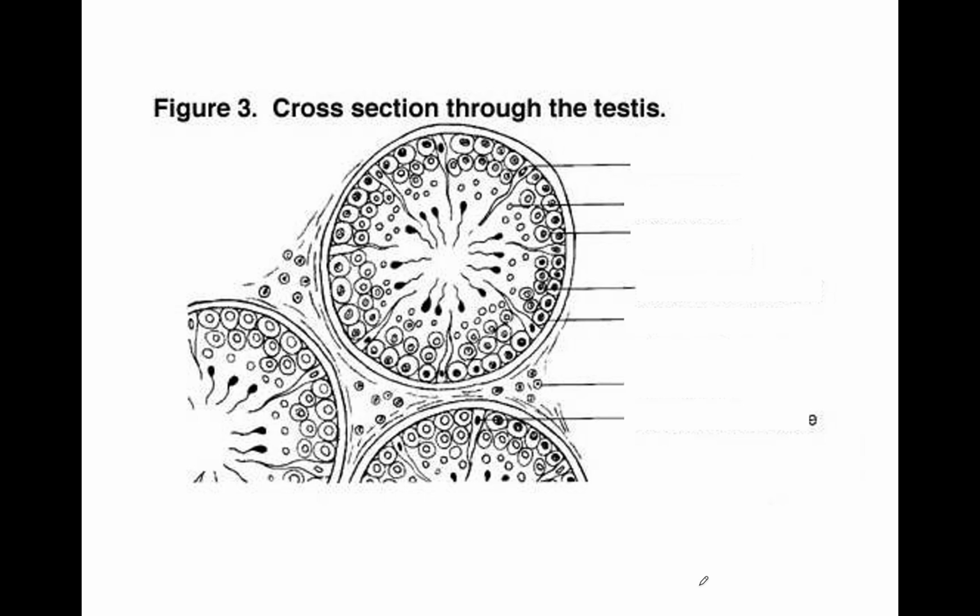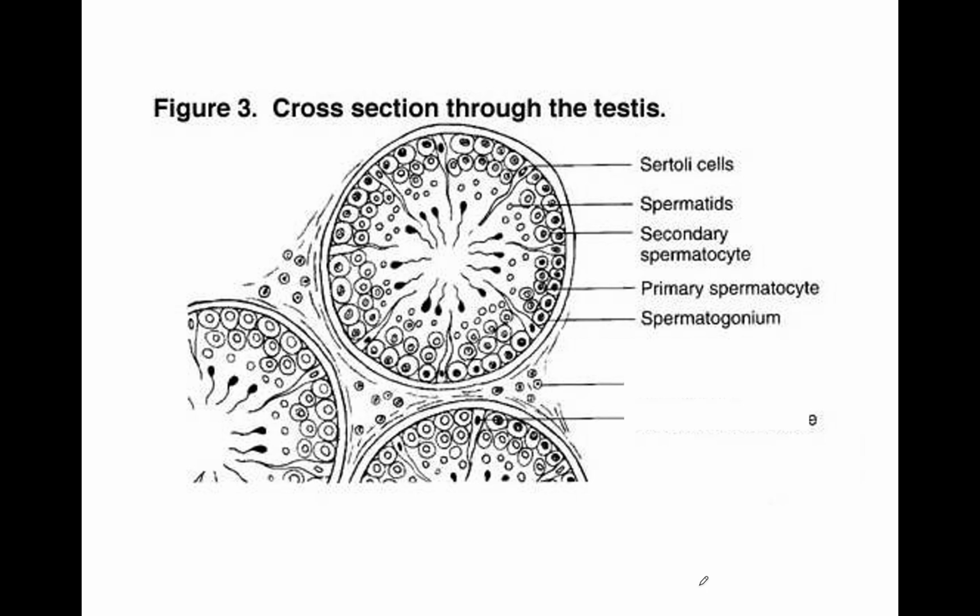It shows a cross-section through a testis. Firstly, labelled there are the Sertoli cells. Now the Sertoli cells do not become spermatozoa themselves, but instead are present to nourish the developing spermatozoa. Here we have the spermatids, the secondary spermatocytes, the primary spermatocytes, the spermatogonium, and then between the seminiferous tubules themselves are these Leydig cells with a basement membrane.